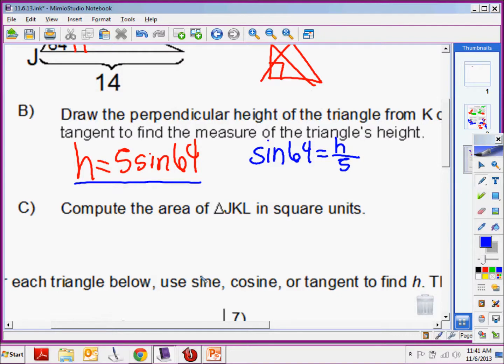If your area is not in the right decimal, that's why I'm telling y'all, do not round until the very end. If I do not want to round until the very end, why not keep my exact value the entire way through? You're finished. That's it. Stop. Because your ultimate goal is to compute the area. I just need the height to find the area, because area equals base times height divided by 2.